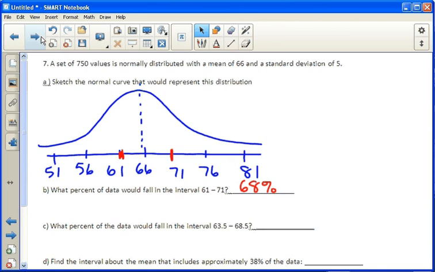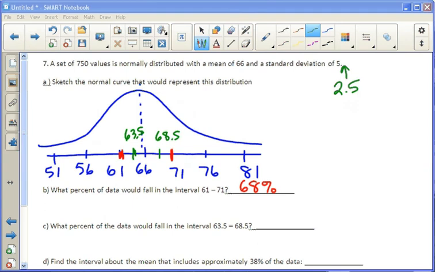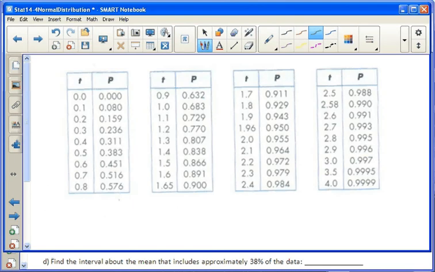C, what percent of the data would fall in the interval 63.5 to 68.5? Okay, so that would be right here, 63.5, and right here, 68.5. So if you look closely, you realize those are 2.5 above or below 66. Well, 2.5 is exactly half of the standard deviation. So that means we're going half a standard deviation above and below the mean. I'll have this chart for you on the board tomorrow. So we look and we say, okay, here's half of a standard deviation. So we have 38.3% in that range.